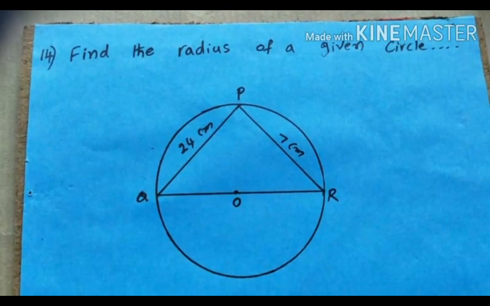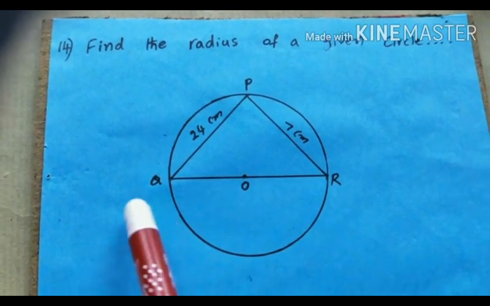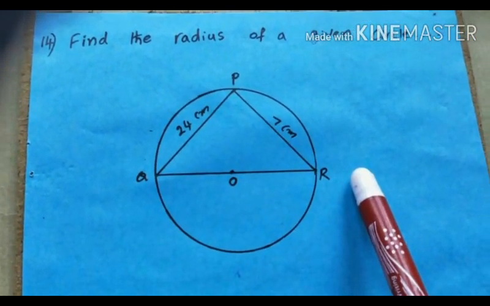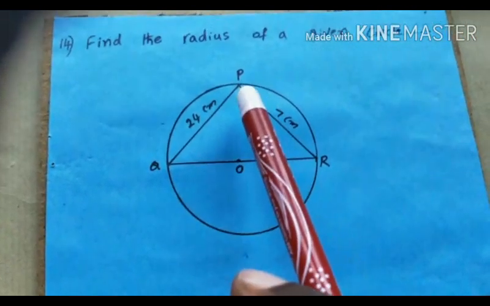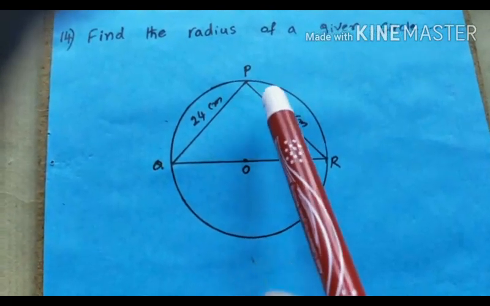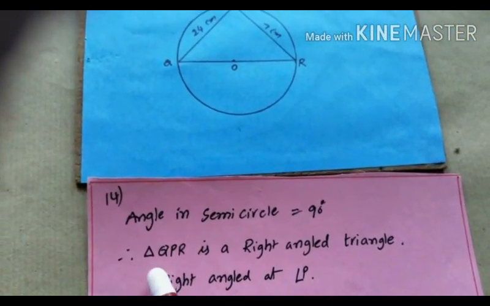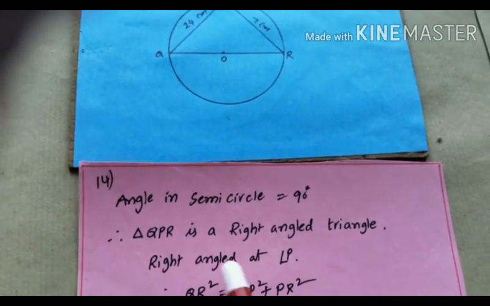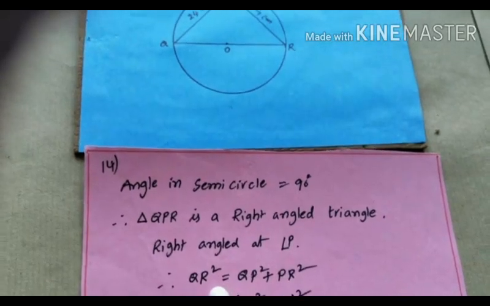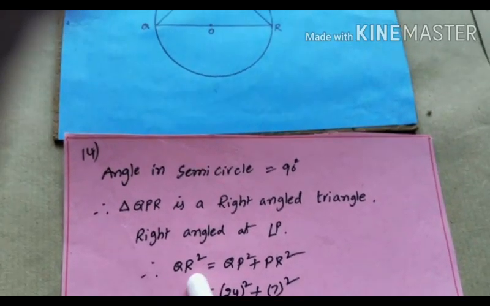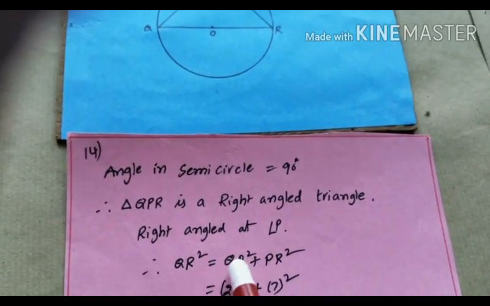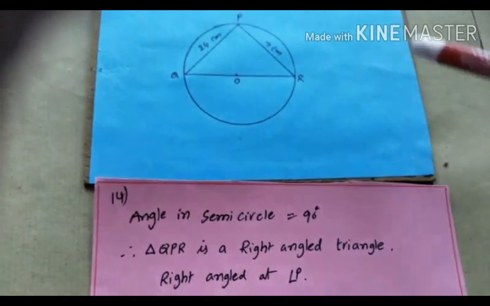14th question answer. Find the radius of a given circle. Here QR is the diameter. So angle in semicircle is right angle. Triangle PQR is a right angle triangle, right angle at P. So we know the Pythagoras formula: square of the hypotenuse equals the sum of the squares of the other two sides.